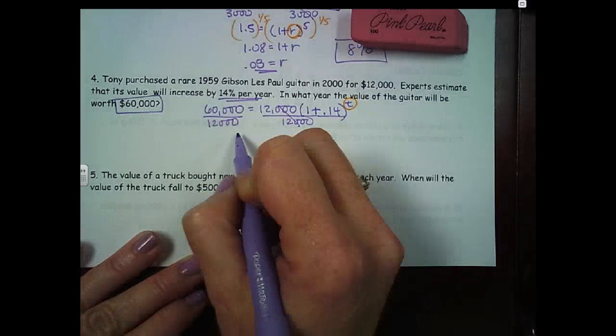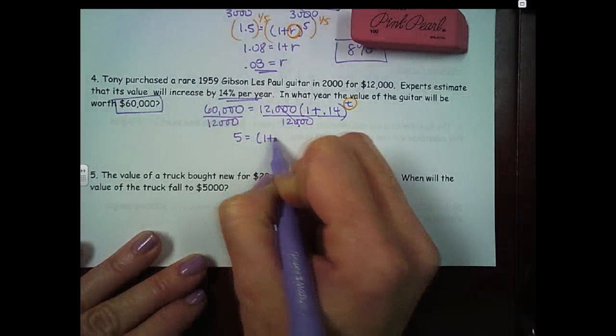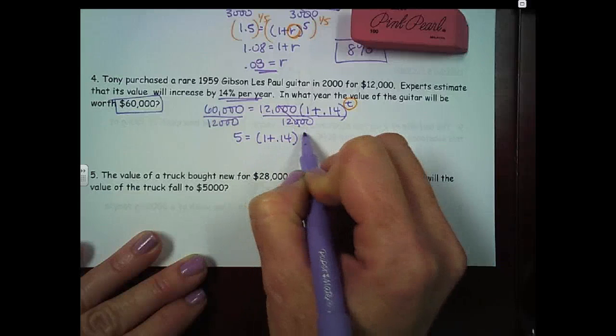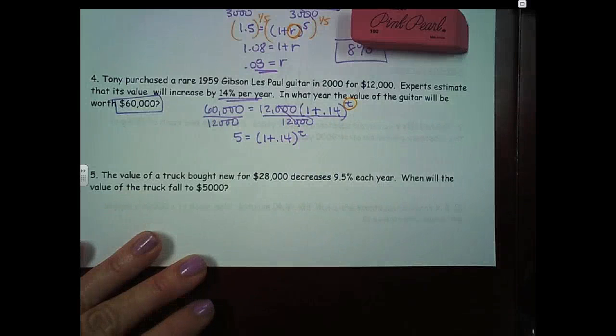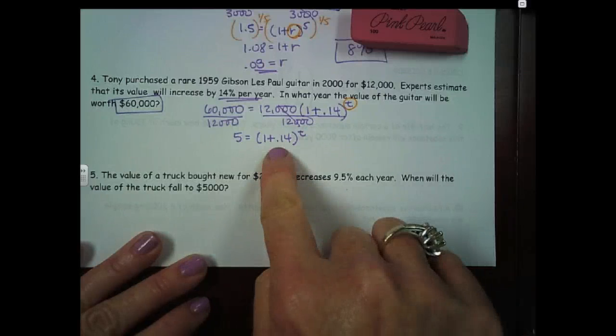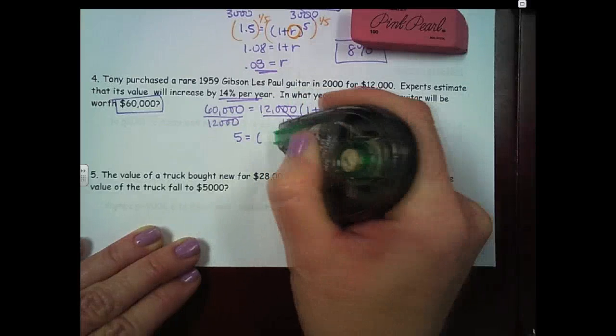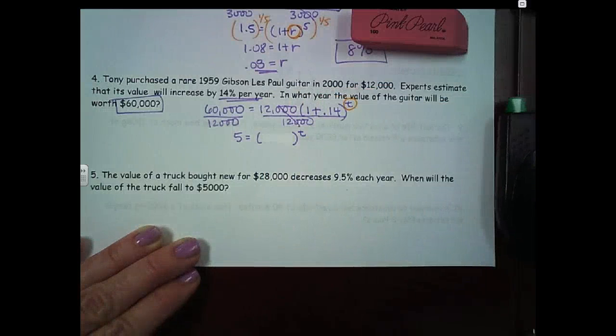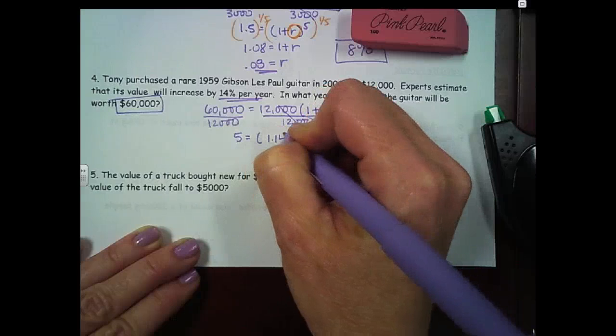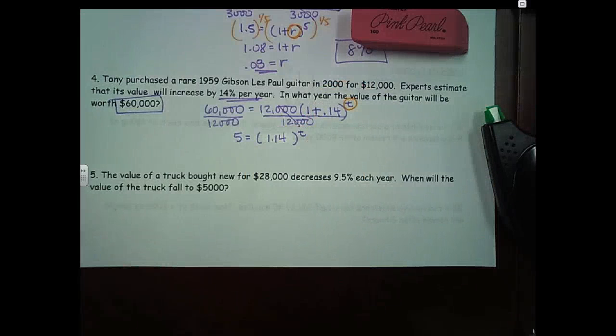Which gives you 5 equals 1 plus 0.14 to the t. Now, if you would like to simplify this 1 plus 0.14 and change that to just 1.14, in my opinion, sometimes it can be a little easier, especially on this kind of problem. Now, if I'm trying to get t by itself, what do I have to do to both sides? How do I bring t down? What have we studied? Yeah, logs. Log both sides.